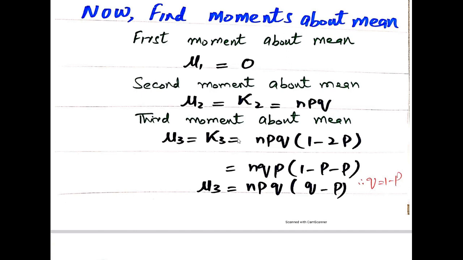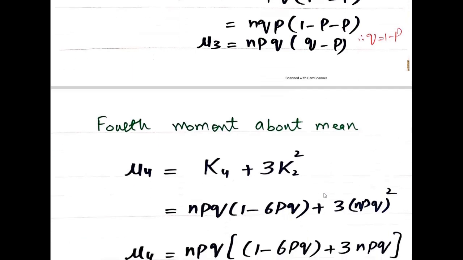The third moment about mean, mu3 is equal to k3. The third moment about mean is equal to the third cumulant, which is npq into 1 minus 2p. We simplify it as we write minus 2p as minus p minus p. 1 minus p is equal to q. So we can write it also as npq into q minus p, which is the third moment about mean.